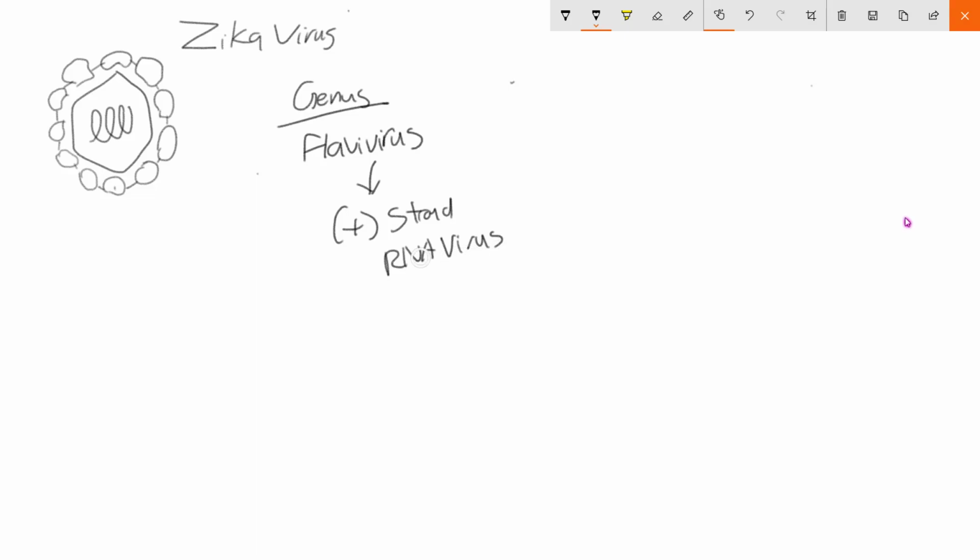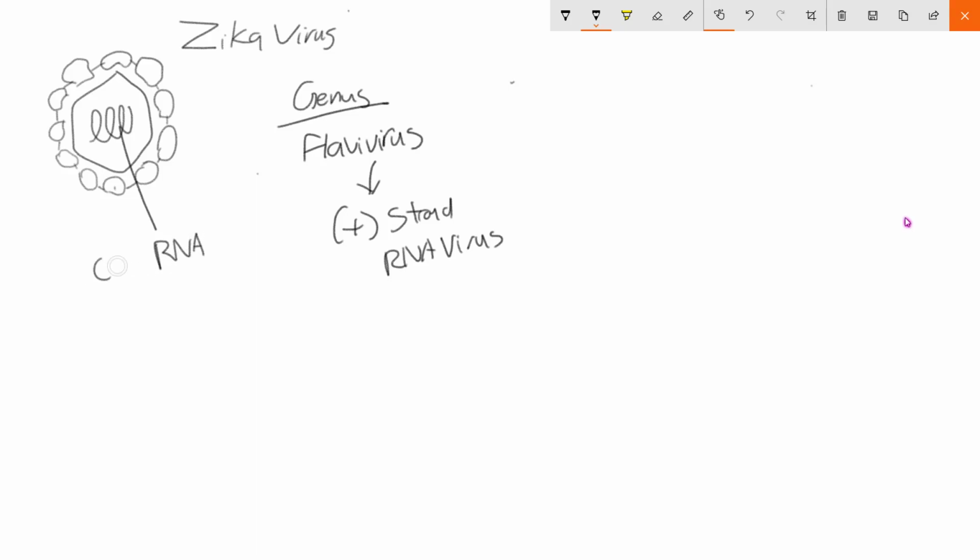So today we're going to be talking about the Zika virus. The Zika virus is classified under the genus of flavivirus, which also means that it is a plus strand RNA virus. We know that from its RNA genome.